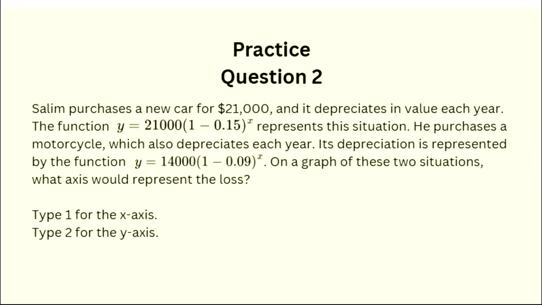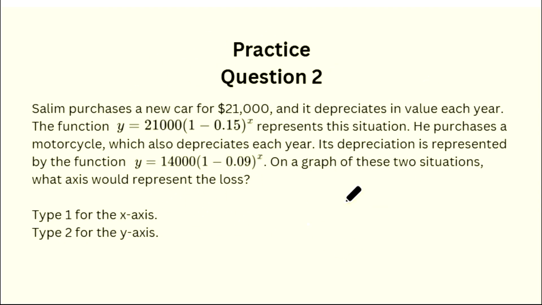Here is practice question number 2. Salim purchases a new car for $21,000 and it depreciates in value each year. The function y equals 21,000 times (1 minus 0.15) raised to the power of x represents this situation. He purchases a motorcycle which also depreciates each year. He has as many vehicles as we do. Its depreciation is represented by the function y equals 14,000 times (1 minus 0.09) raised to the power of x. On a graph of these two situations, what axis would represent the loss?